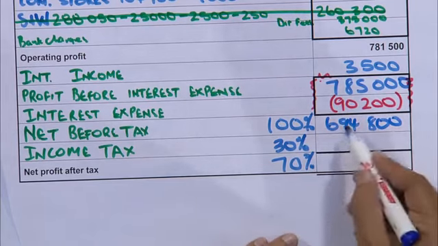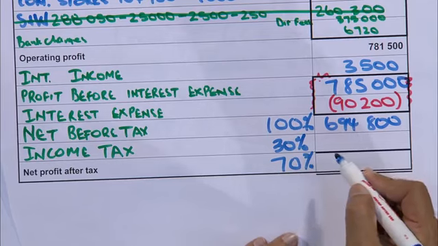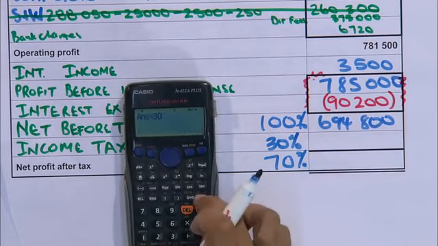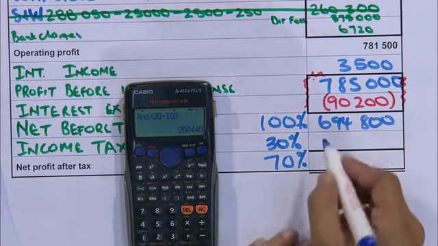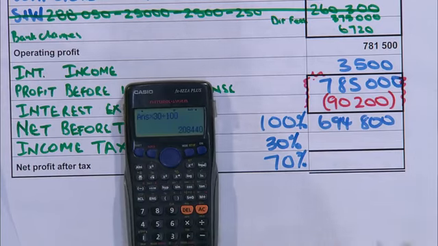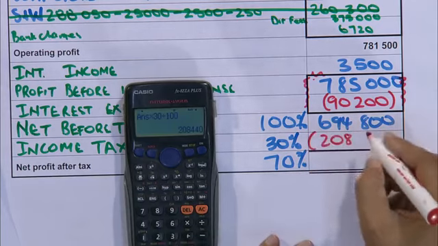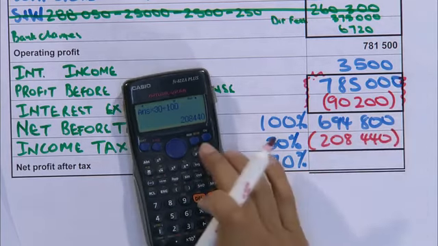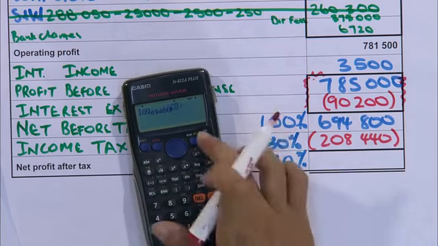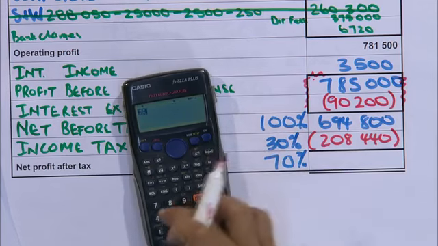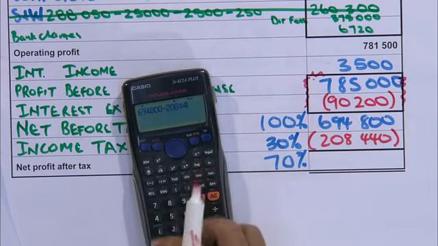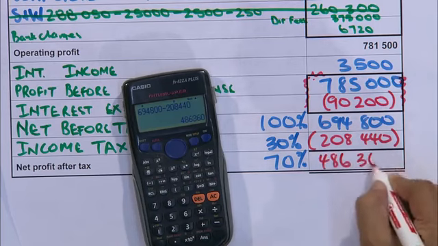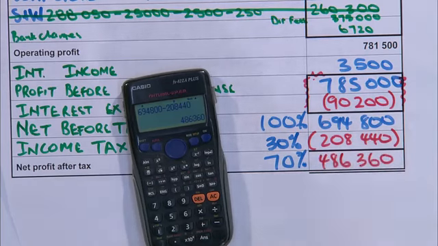Right. What percentage of that? 30%. So it's 694,800 multiplied by 30%. I get the income tax amount of 208,440. Okay. Then the amount after tax: 694,800 minus the 208,440 gives you an answer of 486,360.